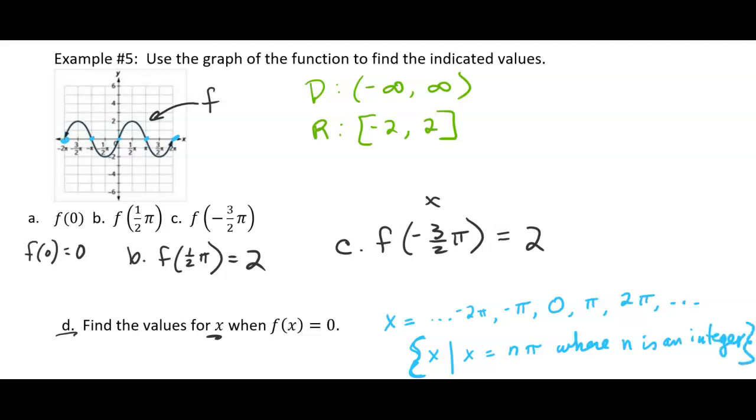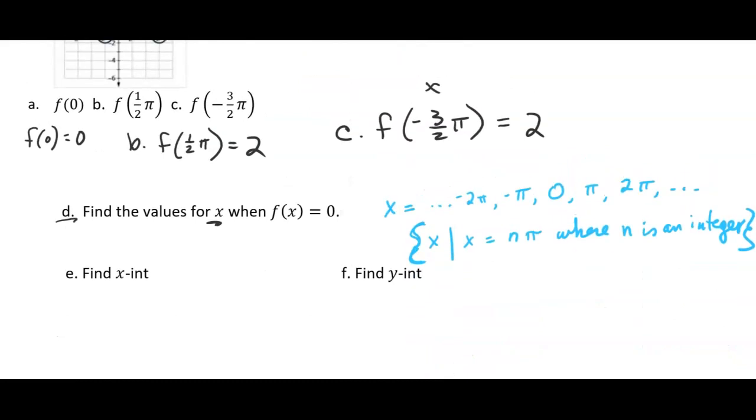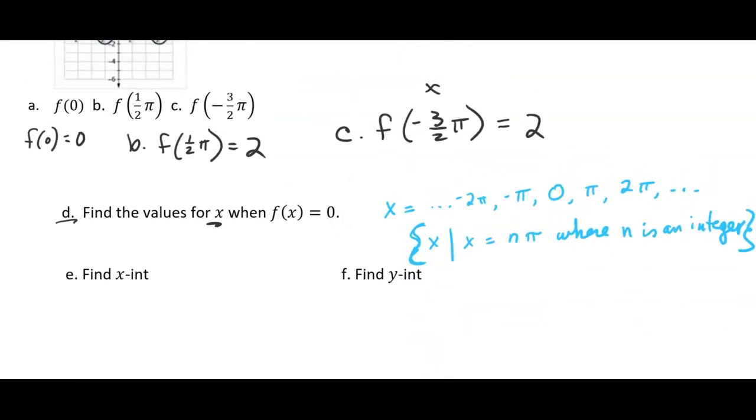They might write it even without the set notation and just say x is n pi, where n is an integer. So you take any integer, 0, 1, 2, -1, -2, and multiply it by pi, and those are the x values where the output is 0. That one's kind of confusing, I will give you that. But we'll go on. So what are the x-intercepts? Well, the x-intercepts are all of those that we just said.